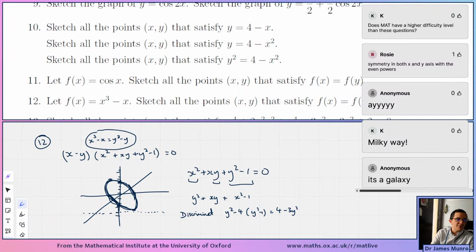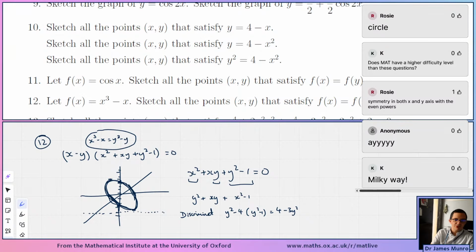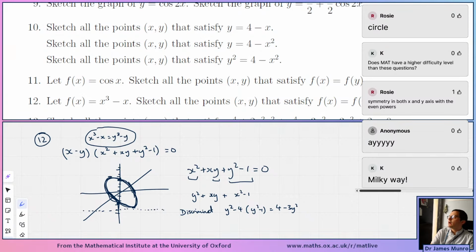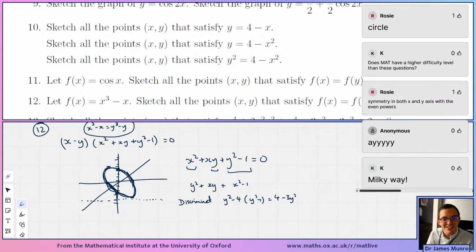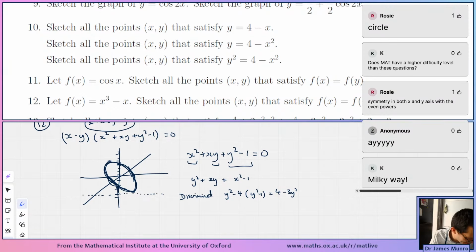And Kay wants to know whether Matt has a higher difficulty level than these questions. I think we'll get there. We'll have a look at some Matt questions as well. Some of these questions are quite hard. I wrote the revision questions, and I really want the last ones to be a bit tricky, so that we're getting ready for that kind of brain state of being stuck on questions.